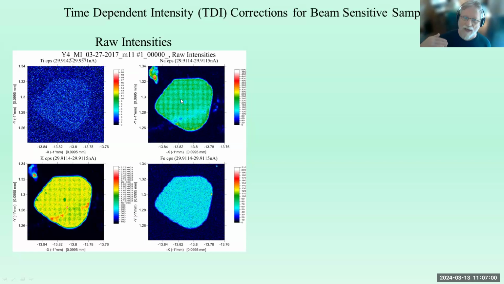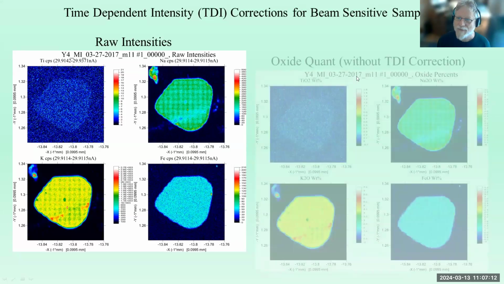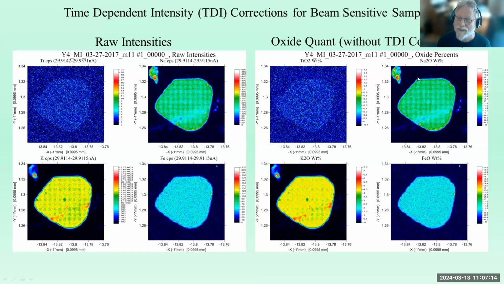And it's actually a TDI effect. It has to do with the way the ions migrate while the beam is moving. You can imagine the beam is moving and dragging along some alkalis because of that subsurface charge that is moving under the surface. And if we quantify it without the TDI correction, you can see that we still get the same pattern here, even though it's quantified. And it's true for the potassium and the sodium.